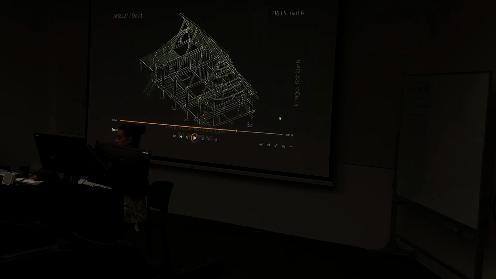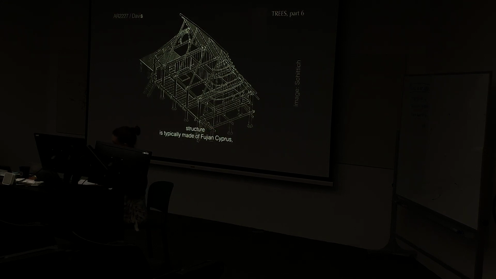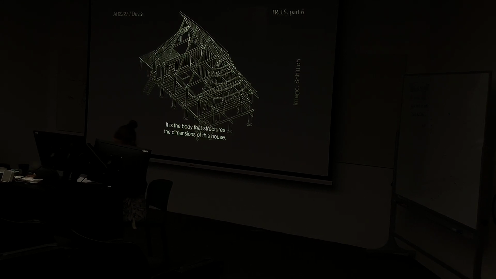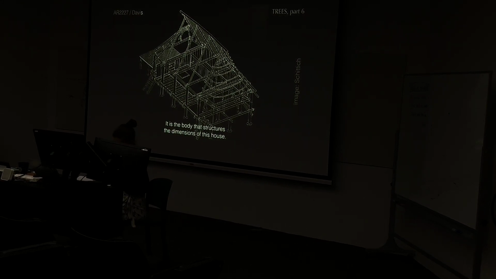So you can see how they've achieved the form. Usually these forms in the past are due to cosmological reasons rather than practical. For this specific house type, the load-bearing structure is typically made of Fujian cypress, while the walls are clad using woven bamboo mats. It is the body that structures the dimensions of this house.